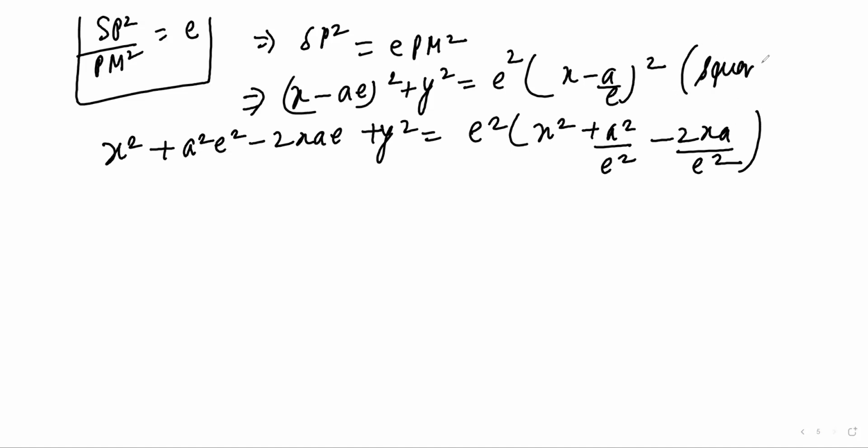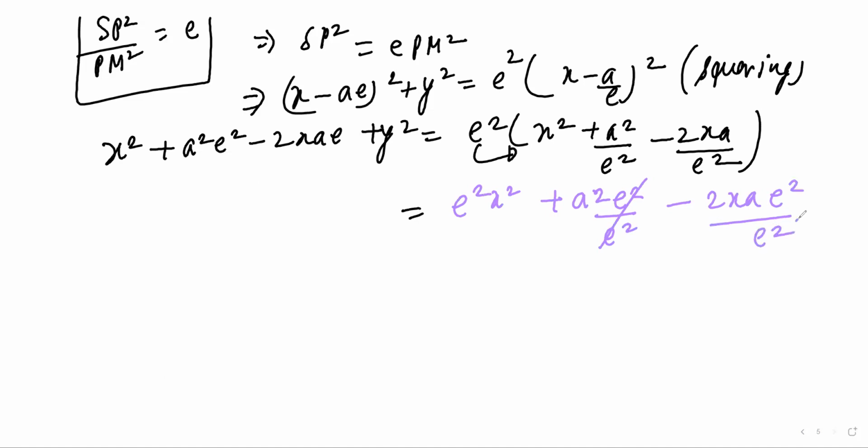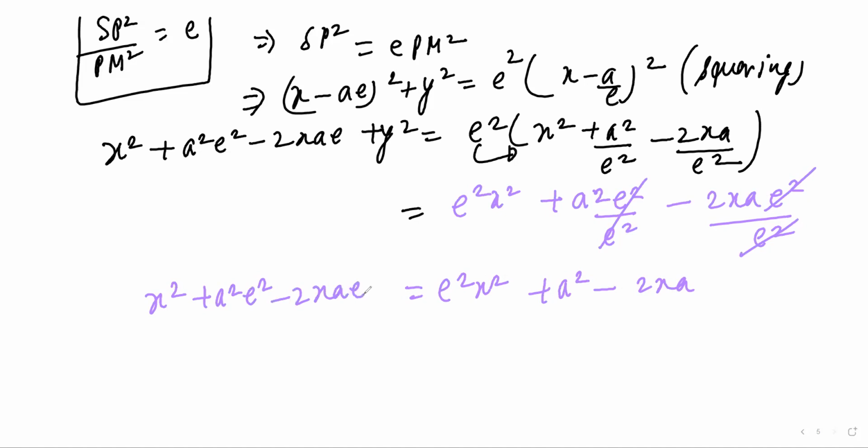Yes, sir. Okay, now see. So it will be what? Multiply this e² inside. So it will be e²x² + a² into e²/e², so this will get cancelled. Minus 2xa into e²/e², and this will get cancelled. So remaining is only e²x² + a² − 2xa, right, is equal to x² + a²e² − 2xae + y². Understood up to this part?